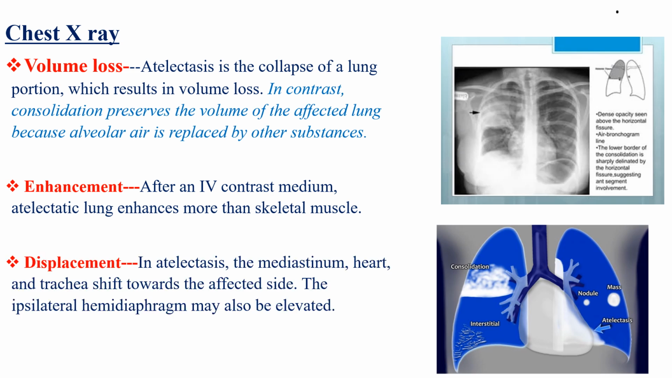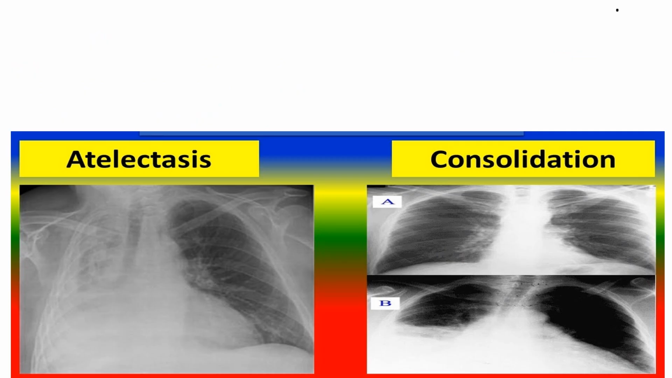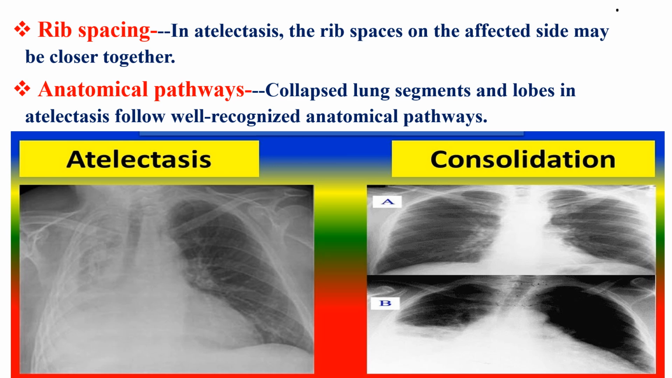In atelectasis, the mediastinum, heart, and trachea shift towards the affected area, and the ipsilateral hemidiaphragm may also be elevated, but in consolidation it's not. In atelectasis, rib spaces on the affected side may be closer together, and the collapsed lung segments and lobes follow well-recognized anatomical patterns, whereas in consolidation they do not.